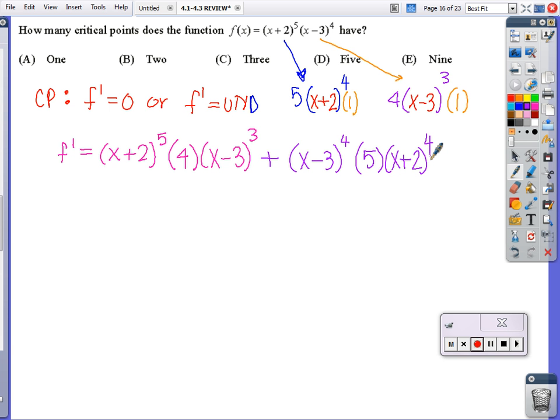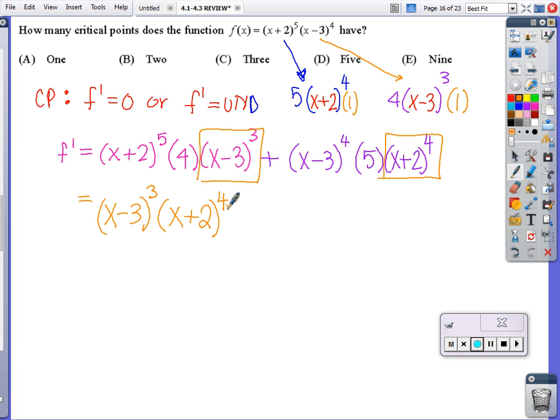Now here you might be tempted into thinking, oh, I need to multiply everything out, but I always say try to see if you have a common factor. There are 2 common factors. You're going to notice that (x plus 2) to the 4th is common, and (x minus 3) to the 3rd is common, so I'm going to pull those out front. What I mean by pulling them out front is you're literally going to factor those 2 terms out. When I do that, my leftovers would be whatever's not in that box.